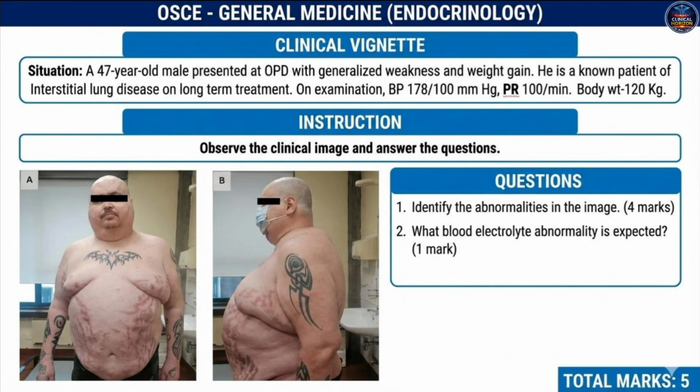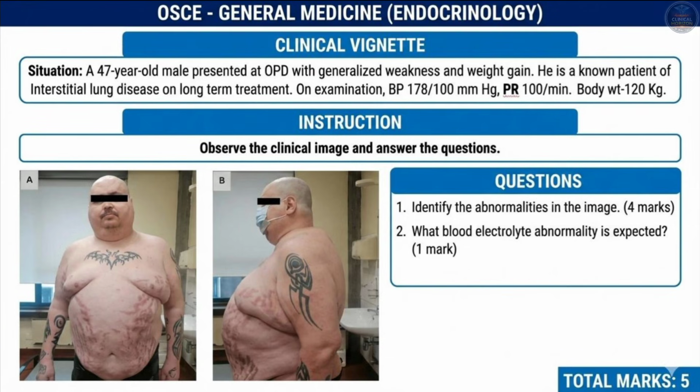Now see the clinical scenario. The vignette gives it away immediately if you know your pharmacology. The patient, a 47-year-old male with generalized weakness and weight gain. The history, known patient of interstitial lung disease or ILD on long-term treatment. The vitals, BP is 178 by 100 millimeter of mercury, that means significant hypertension.